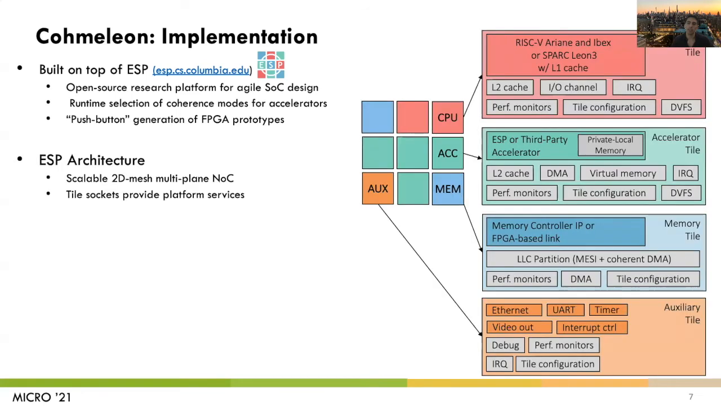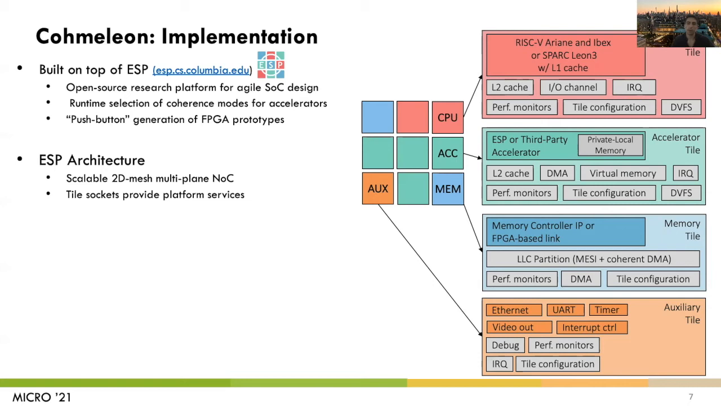The ESP architecture is built on top of a 2D mesh multi-plane network on chip. There are 4 types of tiles: processor tiles, accelerator tiles, memory tiles, and the auxiliary tile. Each tile contains a socket that implements platform services like coherence, performance monitors, DMA, and interrupts.